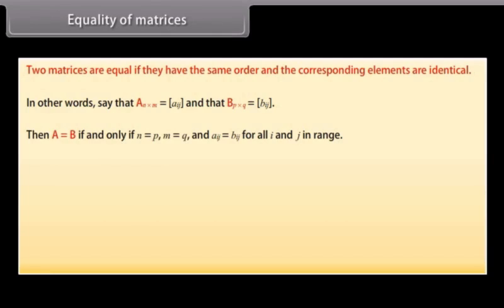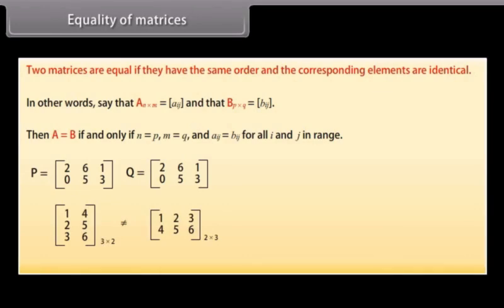Equality of matrices. Two matrices are equal if they have the same order and the corresponding elements are identical. In other words, say that A, n by m, is equal to a_ij and that B, p by q, is equal to b_ij, then A is equal to B if and only if n is equal to p, m is equal to q, and a_ij is equal to b_ij for all i and j in range. Matrices P and Q are equal. Here are two matrices which are not equal even though they have the same elements.